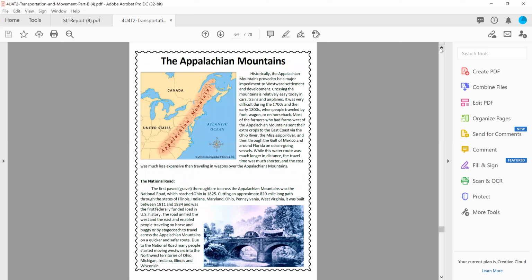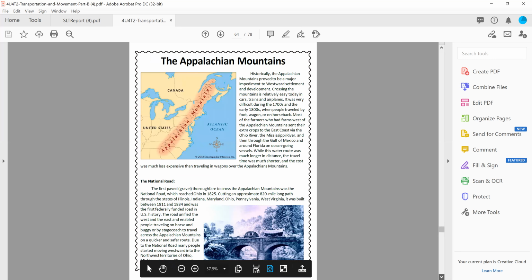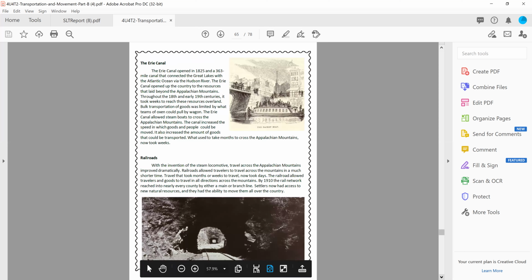So for your paragraph, I would suggest you write your topic sentence, and then maybe you could write one sentence about the National Road, one sentence about the Erie Canal, and one sentence about railroads. Do not take a sentence directly from each one of these passages. Make the sentence your own. Okay, guys? And then give me a concluding sentence.